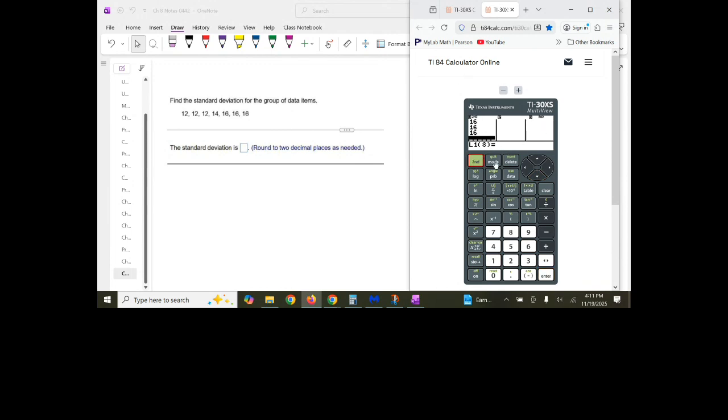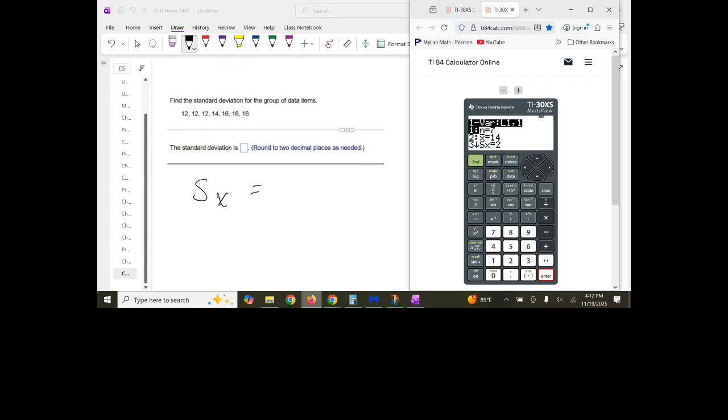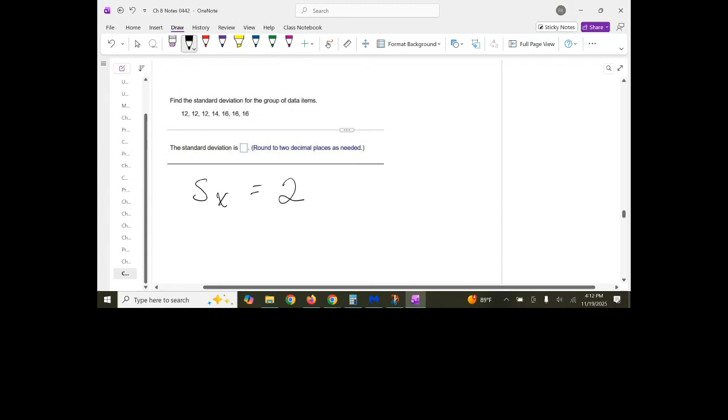So I'm going to go second and mode because there's a quit right there. Okay. Now I want to get to my stats. So what I'm going to do, y'all, I'm going to go second and stats. We're going to do our one variable statistics. And I'm just going to hit enter, enter, enter. Okay. So remember, y'all, my standard deviation is the SX button. So my SX button here on my calculator is giving me the value of 2. Okay? And there's my standard deviation.